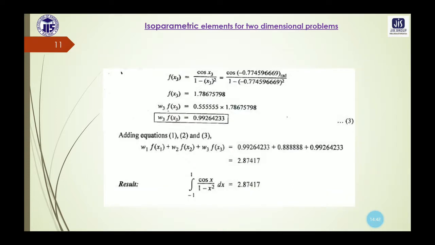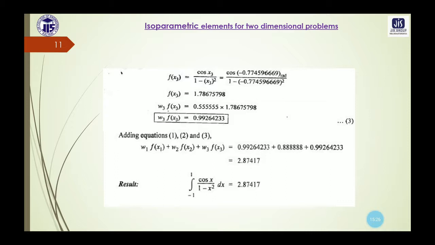Next we need to find the value of f(x3). So the value of f(x3) will be cos x3 divided by 1 minus x3 square. So putting the value of x3 here, we are getting the final value of f(x3). This is 1.7867. Now if we multiply this with w3, then we are getting the value of w3 into f(x3), it is 0.99264. And this is our equation number 3.